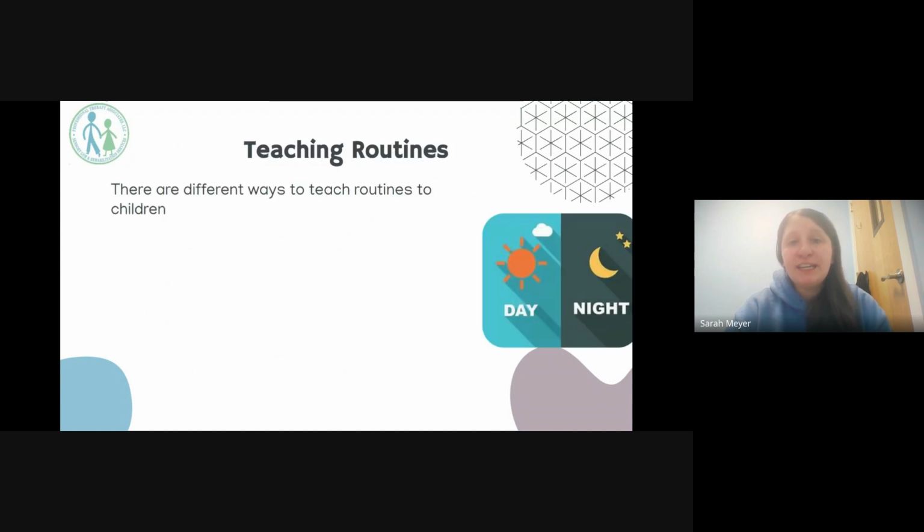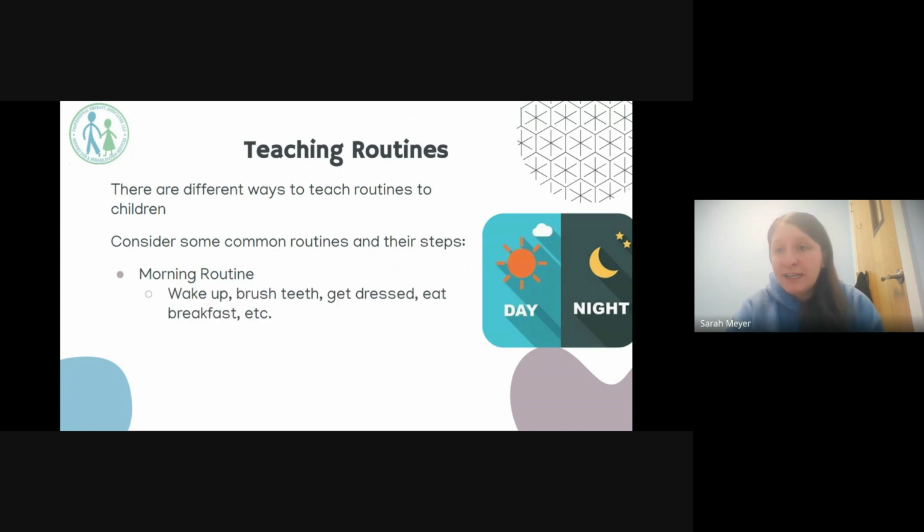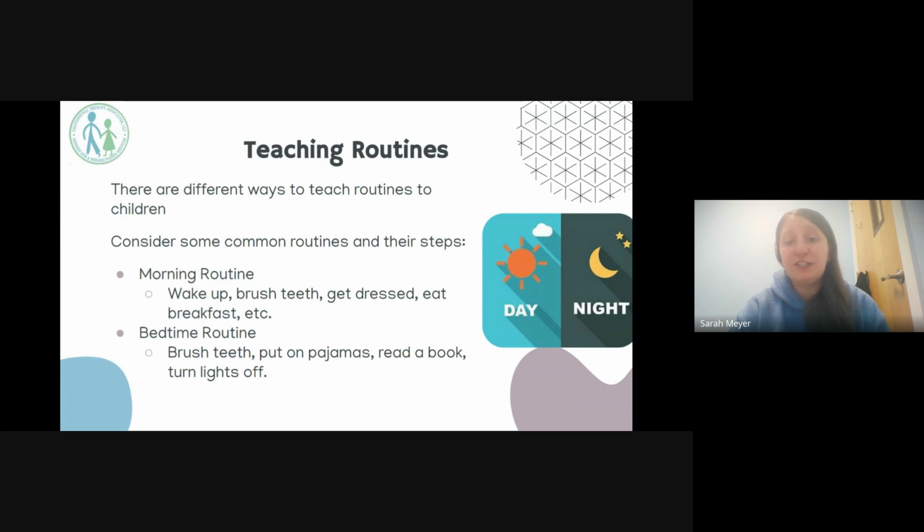So when we're teaching routines, there are a couple of different ways that we can take a look at how we're teaching them. Most importantly, especially when we're thinking about that transition from school to winter break or to spring break, think about those common routines that are going to be most consistent and the steps that are included. Some really consistent routines that a lot of children have are a morning routine. And that morning routine may consist of the tasks of waking up, brushing their teeth, getting dressed, eating breakfast, etc. Another common and consistent routine is that bedtime routine, which again may include brushing your teeth, putting on pajamas, reading a book, and turning the lights off.